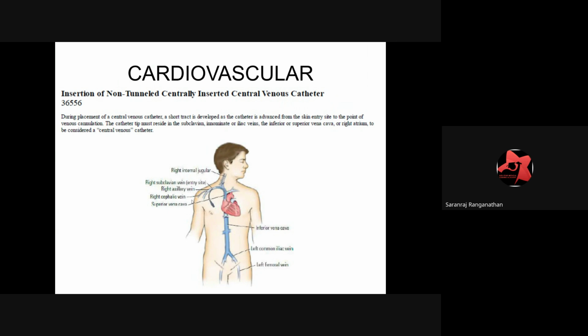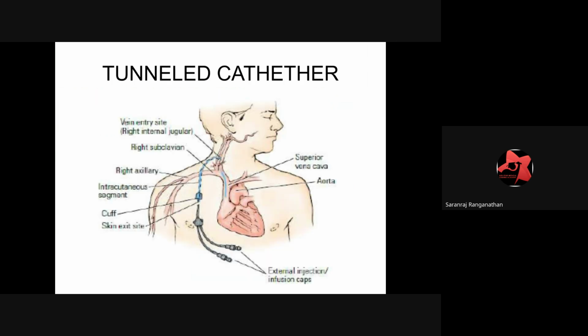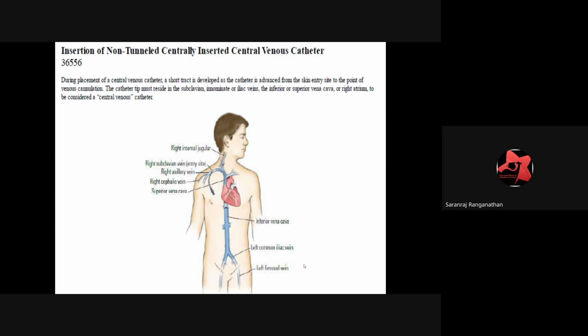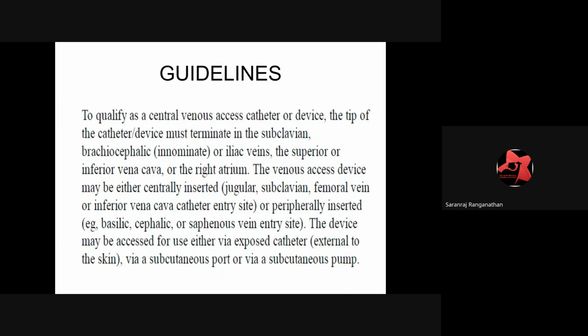So a central venous catheter depends on the approach, where we are approaching, and based on that they will place it. You can see this tunneled catheter. Some tunnels will be there, in this place and this place. Like that, multiple arteries and veins will be connected. Where we are approaching, based on that we will select the CPT code. And the guidelines will be there.